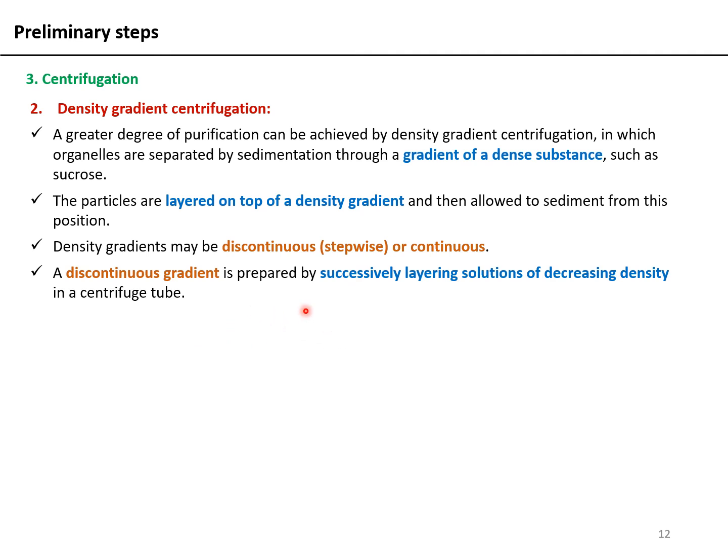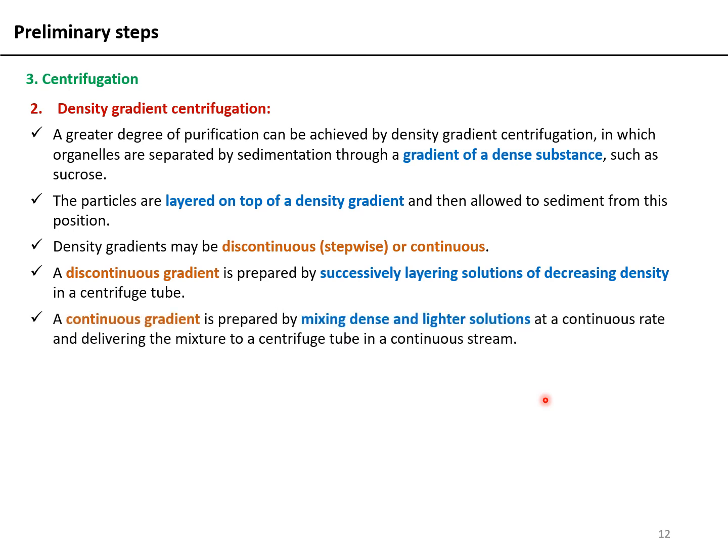So a discontinuous gradient is prepared by successively layering solutions of decreasing density in a centrifuge tube. So at the bottom you have the solution which has the highest density, and as you go up one layer after another, the density of the solution gradually decreases. In contrast, a continuous gradient is prepared by mixing the dense and lighter solutions at a continuous rate and delivering these mixtures to a centrifuge tube in a continuous stream. So you will not have these distinct steps where the density suddenly changes, but rather you would have a gradual change in density.